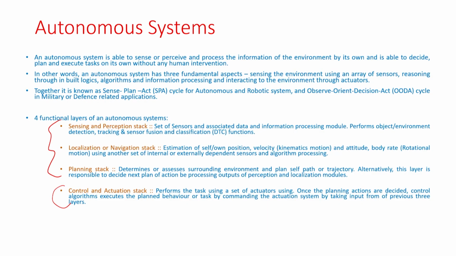Autonomous systems have examples in both civil and military applications. For civilian applications, the functions are sensing, localization, planning and control. This is called sense, plan, act, SPA. As you see here, this is the sense, plan, act cycle for any autonomous or robotic system, maybe an advanced driver assistance system.